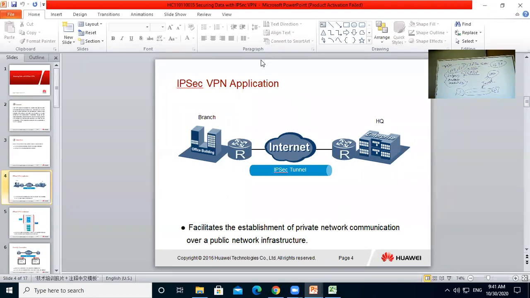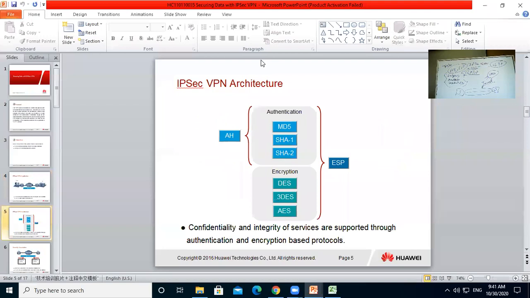Next is the IP security VPN architecture. In this case, IP security works with two protocols. One is AH and the other one is ESP. AH is called the authentication header, and ESP is called the encapsulating security payload.